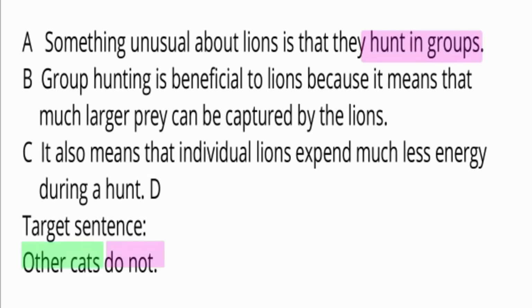A says lions, cat-type animals, hunt in groups. So A does fit what we are looking for. Some cat-type animals doing something. So place the target sentence after A and read the whole passage. Target sentence. Other felines do not hunt in groups. B says the benefit of group hunting, hunting for a larger prey. C says another benefit of group hunting, less energy expenditure. All flow logically, so in front of B is the best option. Answer, B.